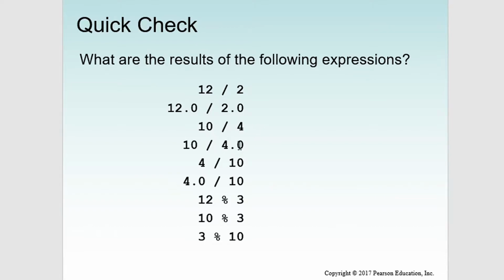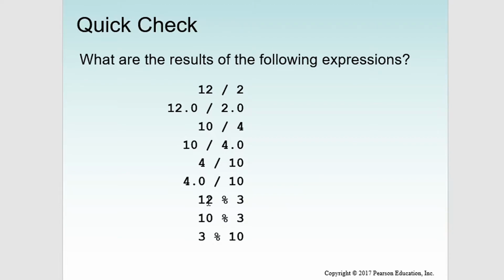10 divided by 4, but the 4 is a floating point value, so that means that this entire result is going to be floating point. So this is where you're going to get the 2.5. 4 divided by 10, now both of these are integers, so that means the result of this would be 0. The next one, 4 divided by 10, now since this is a floating point value and this is an integer, the result of this would be a floating point value. The result of this would be 0.4.